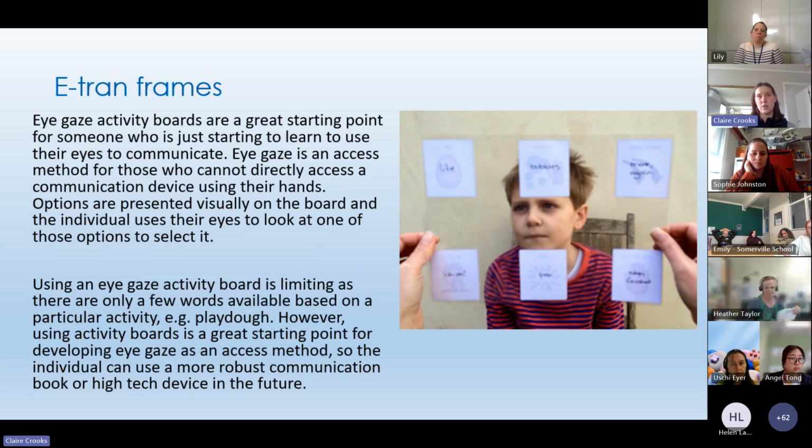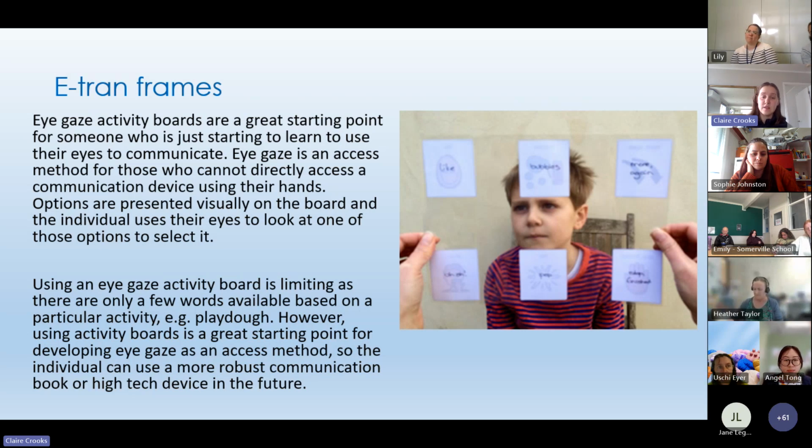E-tran frames, if you've got someone who you're waiting for an assessment for high tech eye gaze, you can use activity board E-tran frames to start with for eye pointing. For this image, there's 6, but you don't need 6. You could just do 2 or 4, depending on what they can access and what their learning level is at. So it's eye gaze for people who can't use a communication device with their hands, and the options are presented visually just like we do typically, and it's how someone looks at it to select.